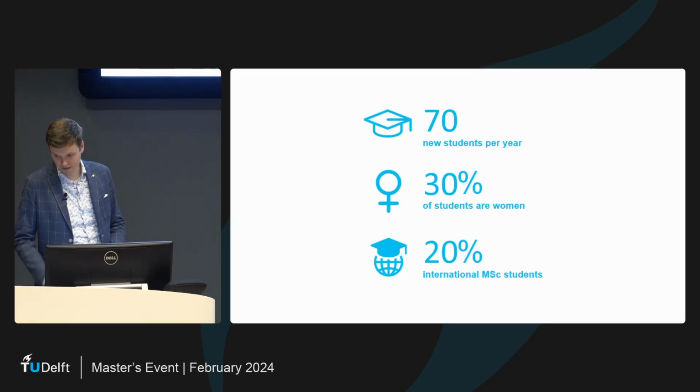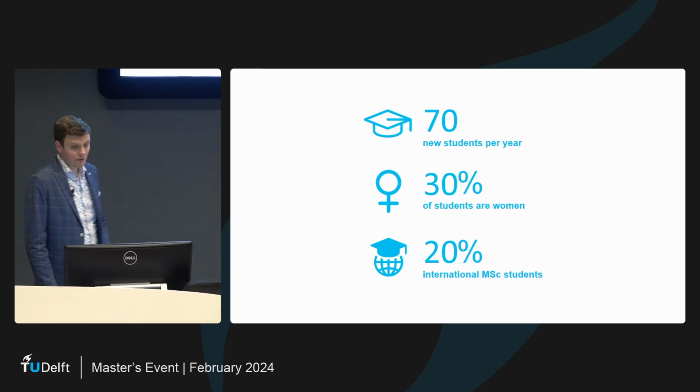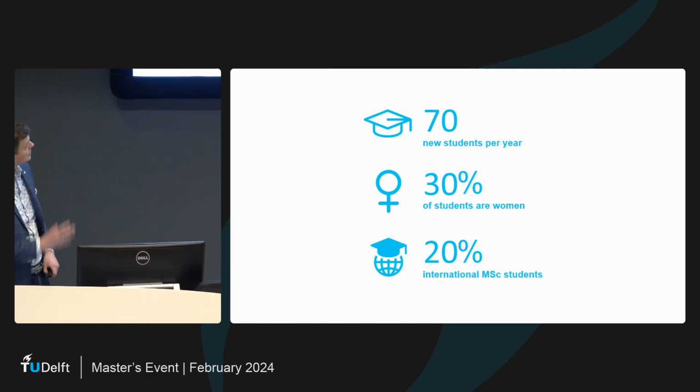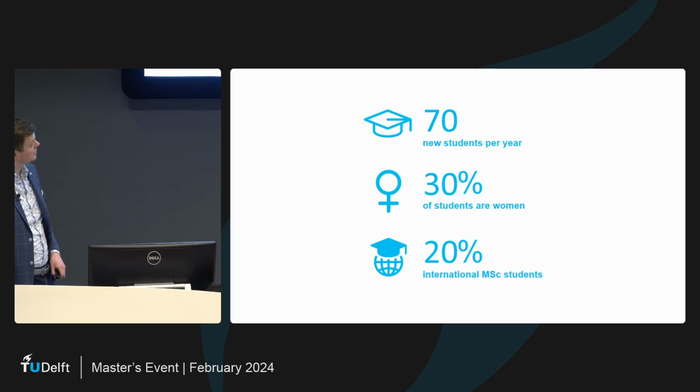So we are a mechanical engineering track. Well, we roughly have about 70 new students per year, of which 30% are women, and about 20% are international master students. But these numbers grow a little bit every year.